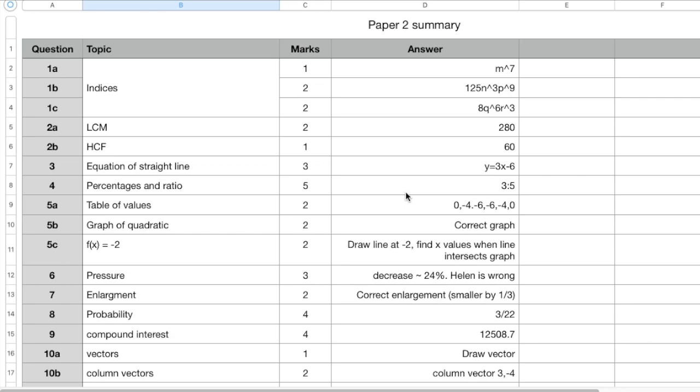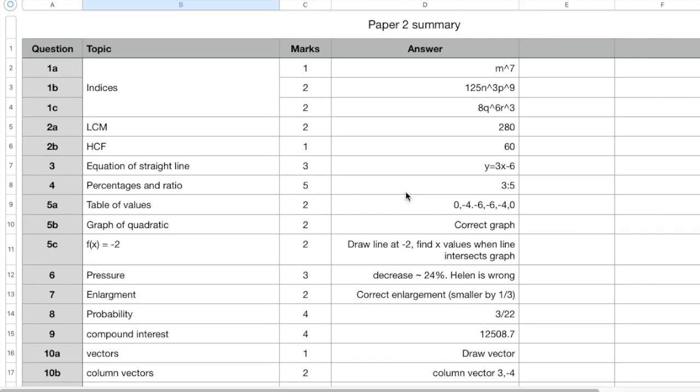Hey guys, so you had paper 2 yesterday and I thought I'd do a quick summary of some of the questions and topics that came up and some of the topics that might come up in paper 3. Firstly, give yourselves a pat on the back. That's 2 maths exams down, only 1 more to go, so well done to you.